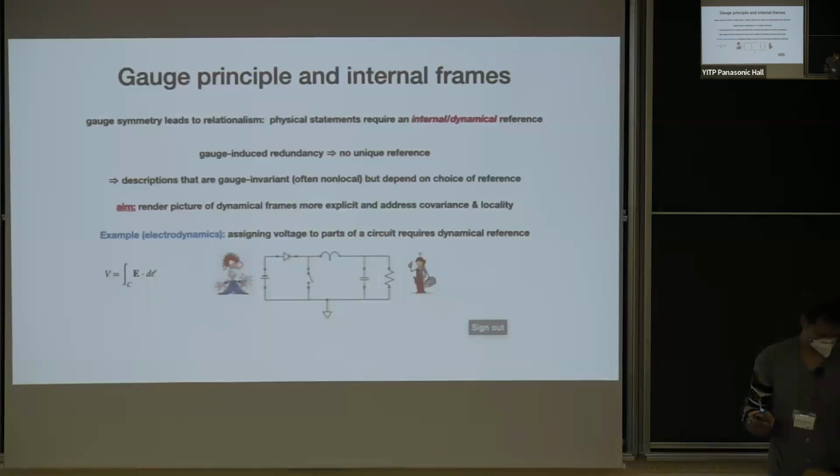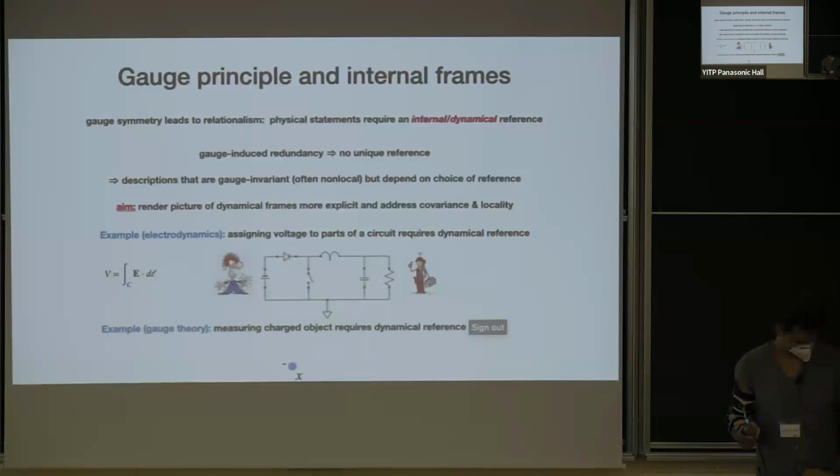So, but now more generally in gauge theories, we can ask, for instance, about measuring charged objects, and by the very nature of them being charged, they transform non-trivially under gauge transformations. And therefore, in order to come up with gauge invariant statements, we actually have to provide again some kind of dynamical reference.